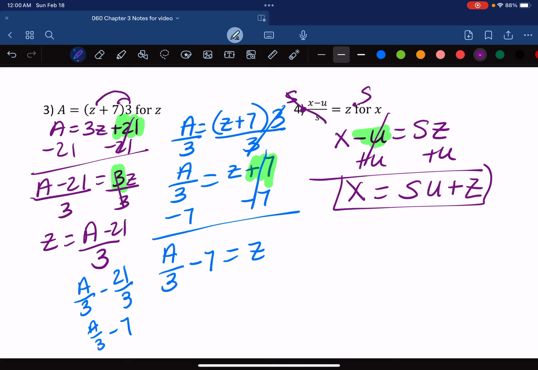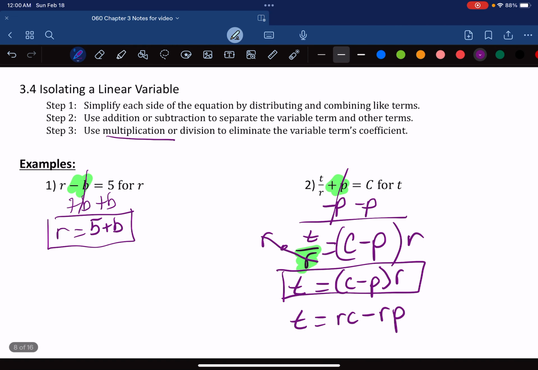And that is simplifying linear equations with multiple variables.